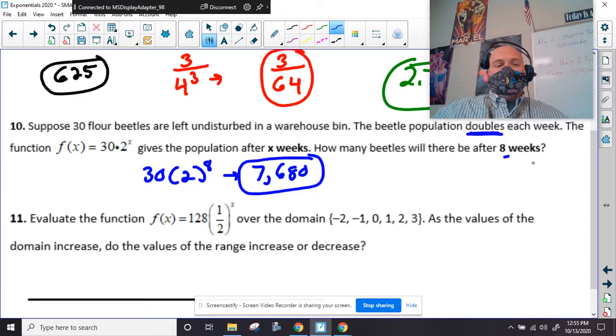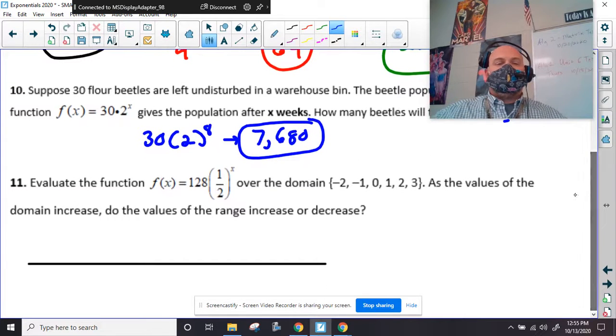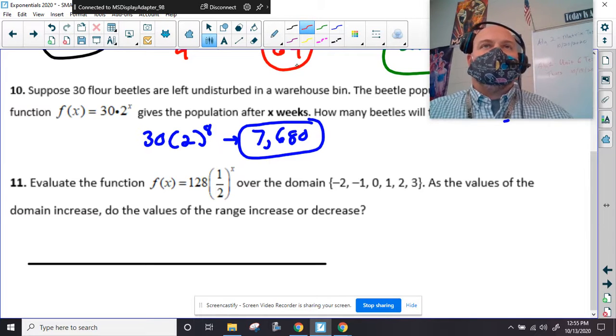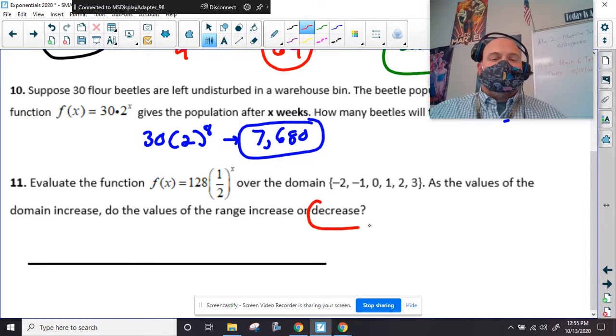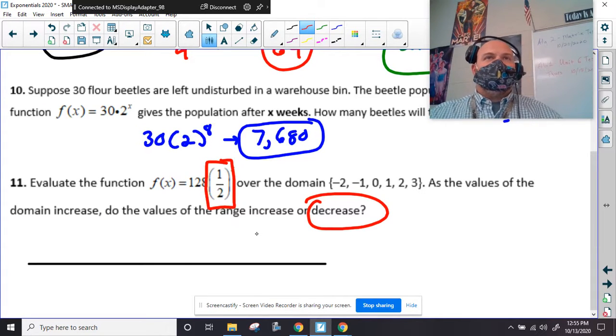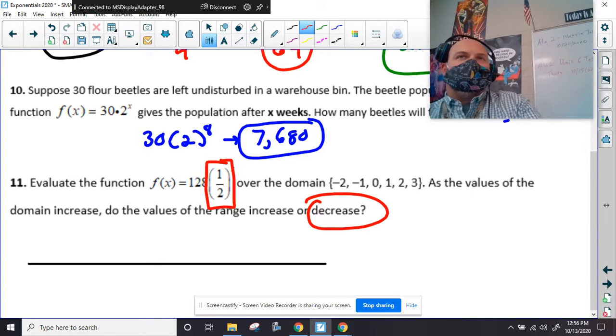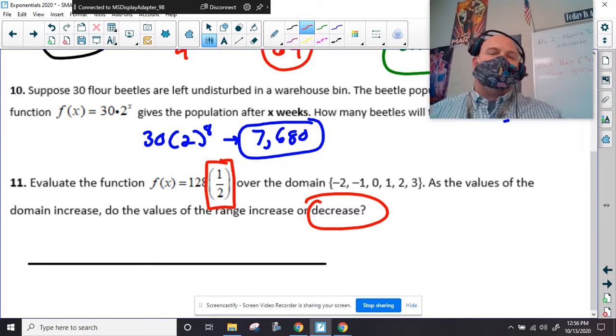All right, number 11. I don't like this problem. It's not on the practice test because it's just kind of redundant. I can tell you this: it's going to be a decrease, and there's a reason why. What is this number in the parentheses right here? Say it again. 0.50 or 1/2, right? It's between 0 and 1. So when it's between 0 and 1, our numbers are going to get smaller and smaller and smaller.